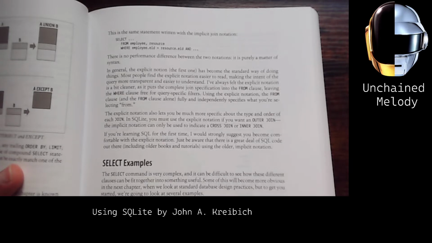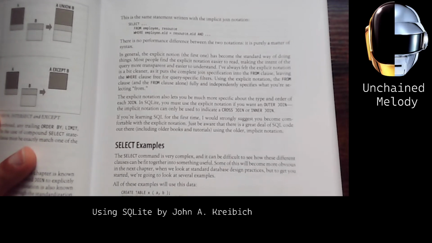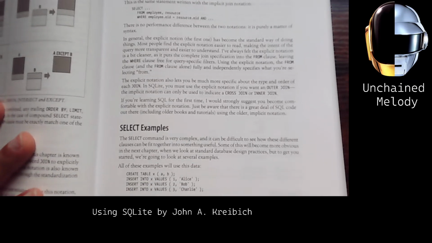In general, the explicit notation, the first one, has become the standard way of doing things. Most people find the explicit notation easier to read, making the intent of the query more transparent and easier to understand. I have always felt the explicit notation is a bit cleaner, as it puts the complete join specification into the from clause, leaving the where clause free from query-specific filters. Using the explicit notation, the from clause, and the from clause alone, fully and independently specifies what you are selecting from. The explicit notation also lets you be much more specific about the type and order of each join.